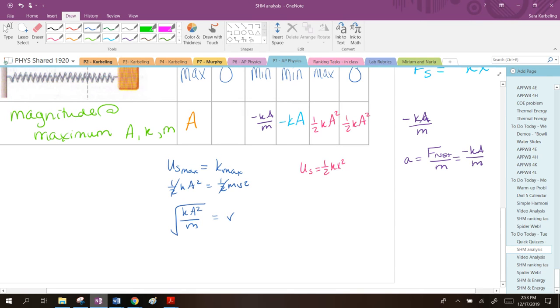If you wanted to, you could also pull the A outside to take the square root, but you don't have to.